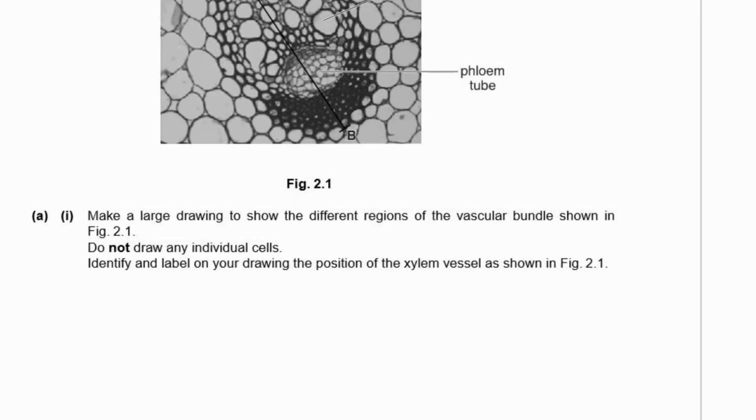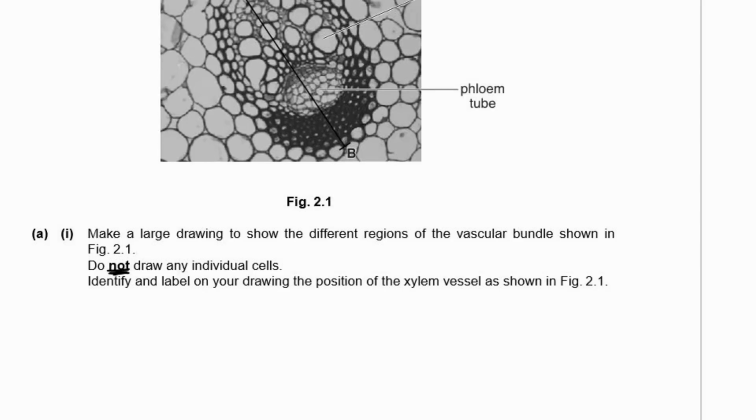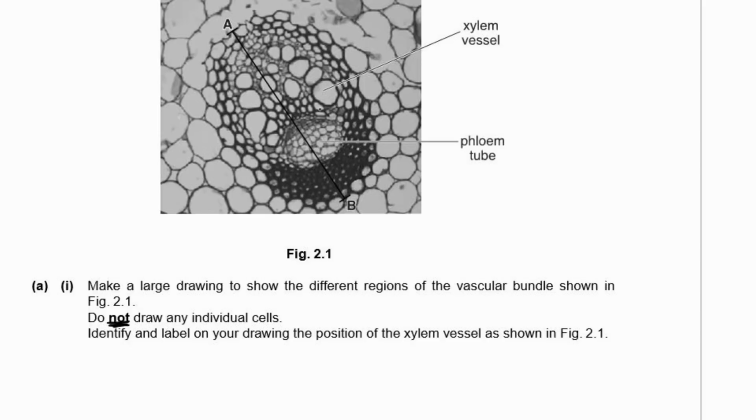A1, make a large drawing to show the different regions of the vascular bundle shown in figure 2.1. Do not draw any individual cells. Identify and label on your drawing the position of the xylem vessel as shown in figure 2.1. Okay, so when it says don't draw any cells, you have to be very clear.